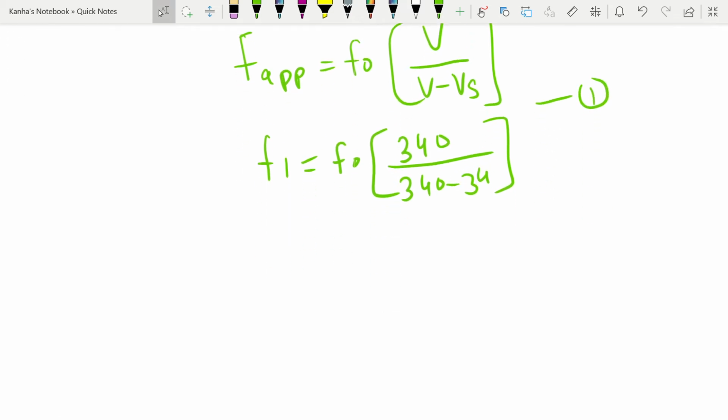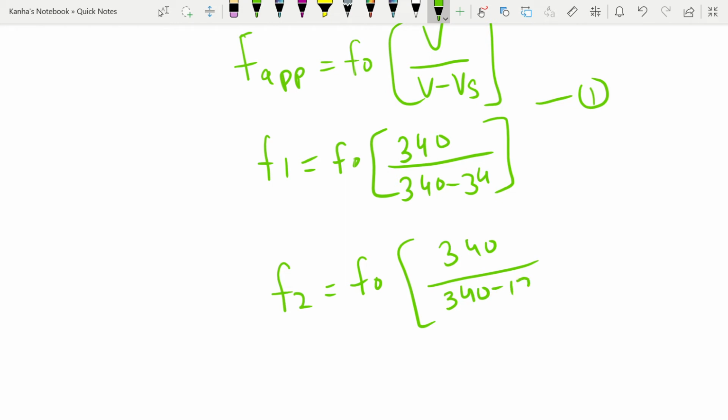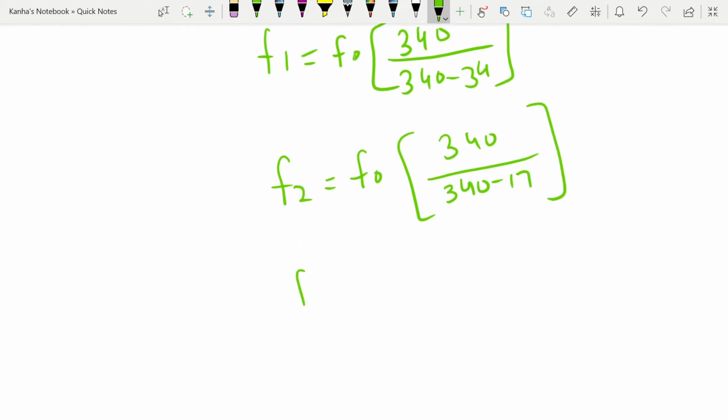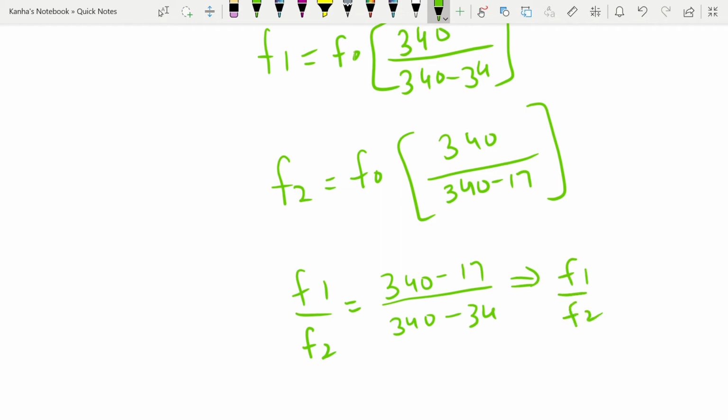Similarly, I can write it for the second case as well. Here f0 is the same, so you have 340 divided by 340 minus 17. Therefore, if I just divide these two, what do I find? I find 340 minus 17 divided by 340 minus 34, which implies my f1 by f2 is nothing but 19 by 18. So this is your answer.